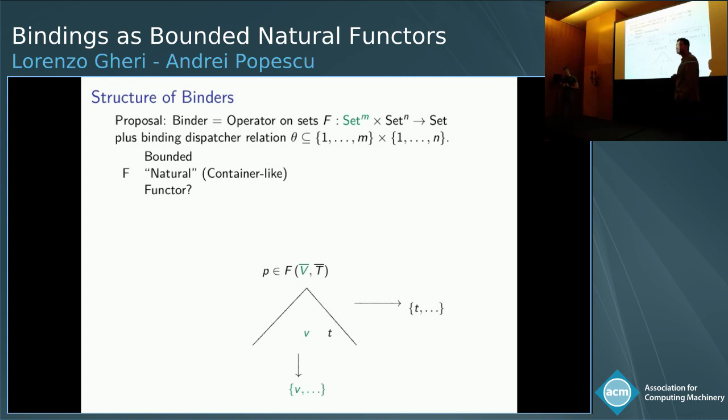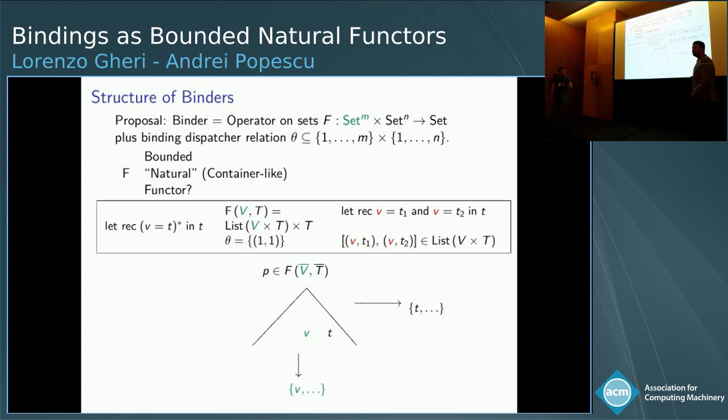One problem is that often when we are dealing with complex simultaneous binders, we want to avoid repetitions. For example, in this mutual letrec binder, we don't want to allow the same variable v on the left-hand side of both equalities. But unfortunately, the type constructor that we chose allows for that. So list of pairs allows for that.